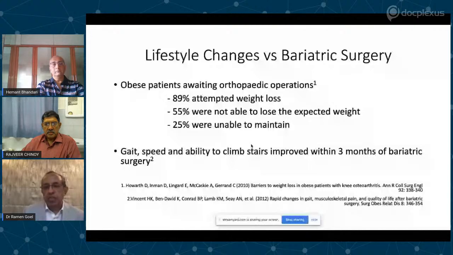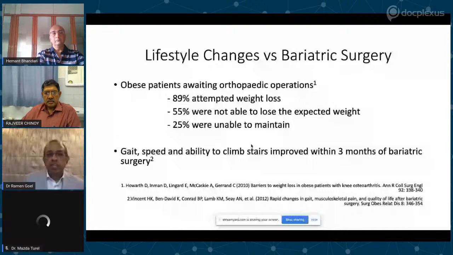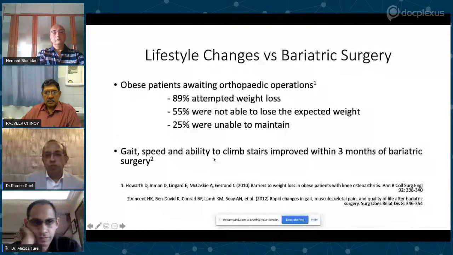without, and those who had surgery, their gait speed and ability to climb steps, all this improved within 3 months of surgery. So it's not that you need to wait for a year before you think of orthopedic surgery or have improvement. It's not there.